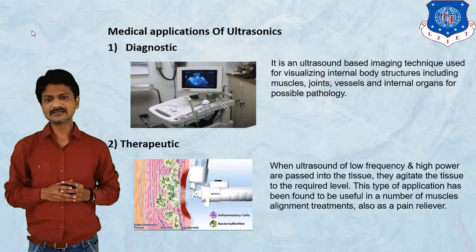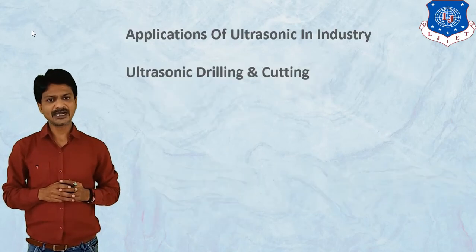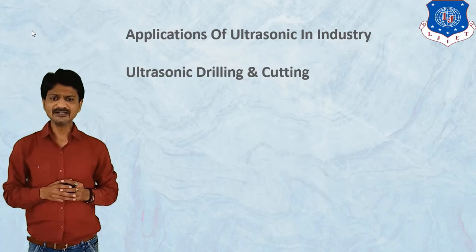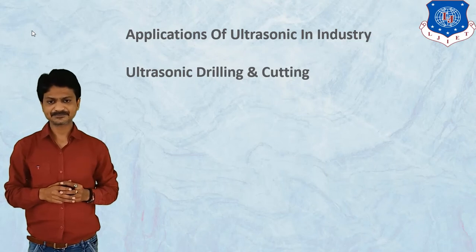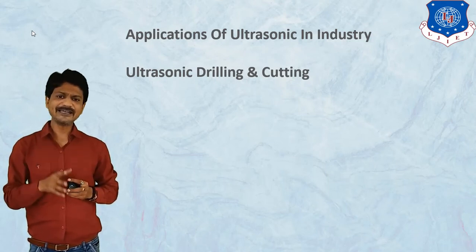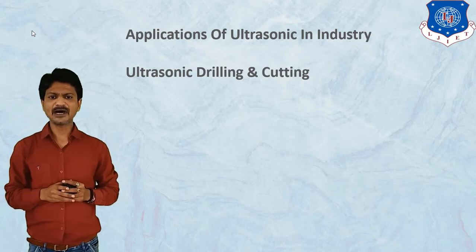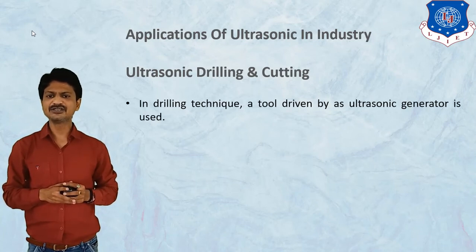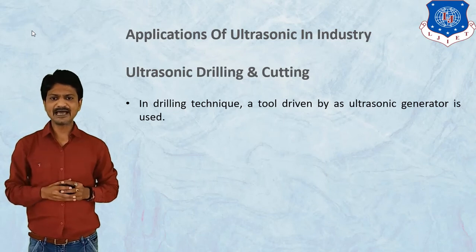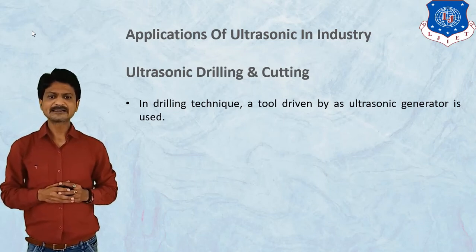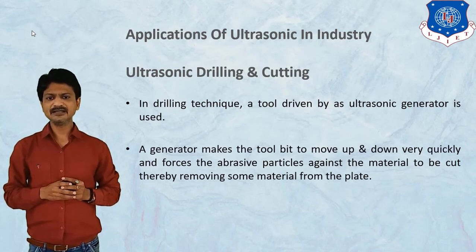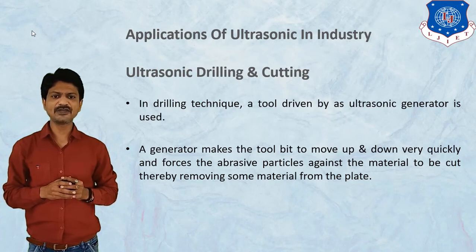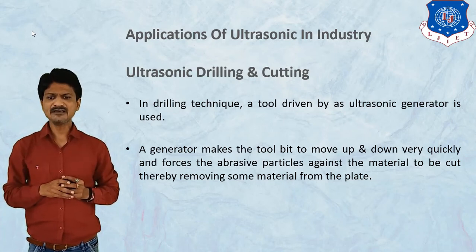Now we will discuss applications of ultrasonic in industry. Here we are going to discuss ultrasonic drilling and cutting. In the drilling technique, a tool driven by an ultrasonic generator is used. Abrasives like boron carbide or silicon carbide are used. An abrasive is a material that is used to sharpen or finish a sample by rubbing, which leads to part of the sample being thrown away.